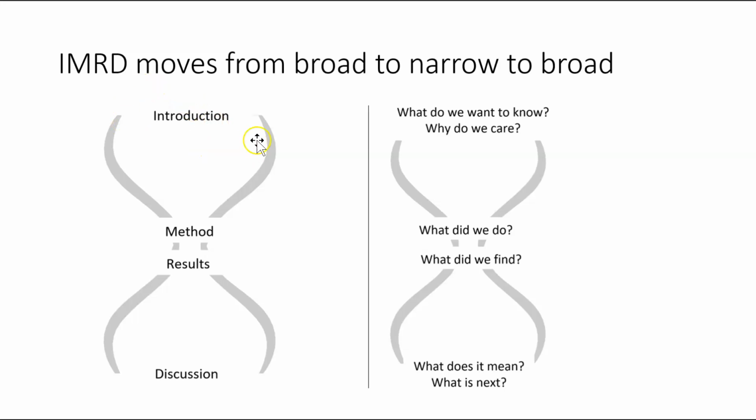It moves from broad in the introduction, which asks questions about what do we want to know? What's the background of this topic? What's the research question? Then it moves to narrowly discussing the details of how the study was conducted and the results of what it found in all of their glory and detail. And then it broadens out to say what this study means, what is next, what are some implications.